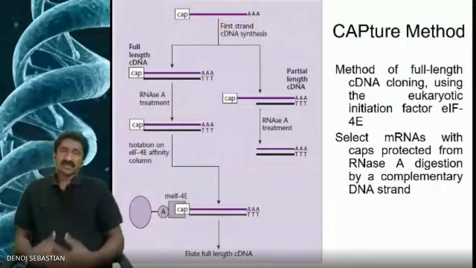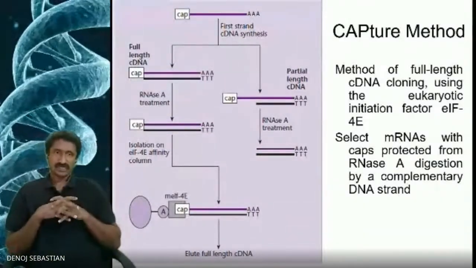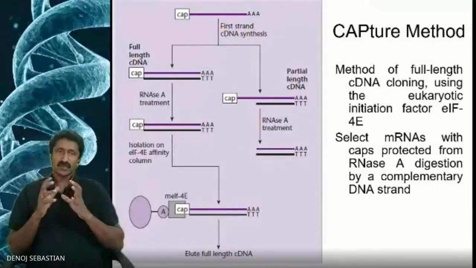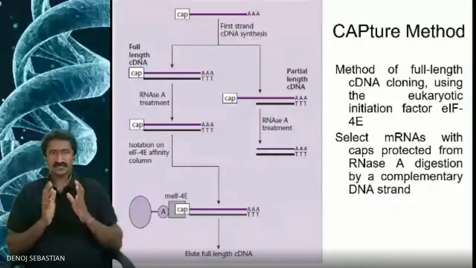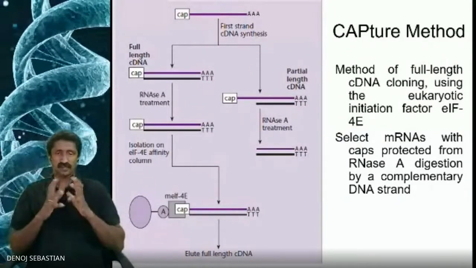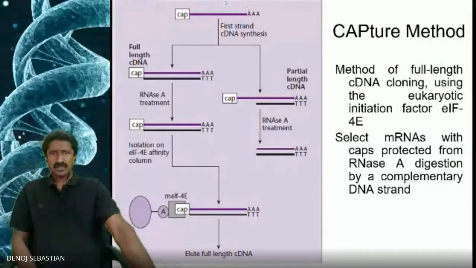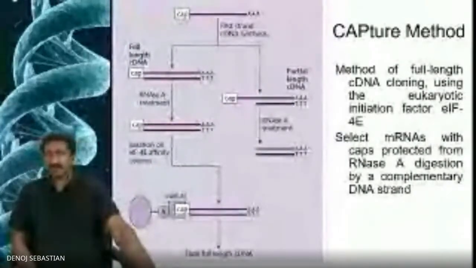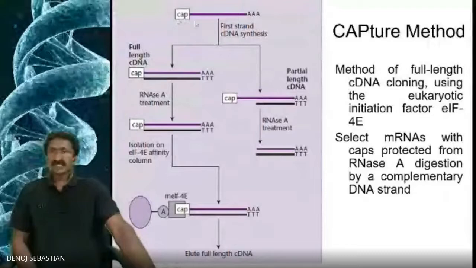And here we have some solutions, some strategies for that, which includes the capture method. The capture method is used for full-length cDNA cloning using eukaryotic initiation factor eIF4E. So eIF4E is used for performing this capture method, which results in the production of full-length cDNA. As you know, all eukaryotic mRNAs have a poly A tail and a 5' cap at one end. This 5' cap feature is used in this technique.